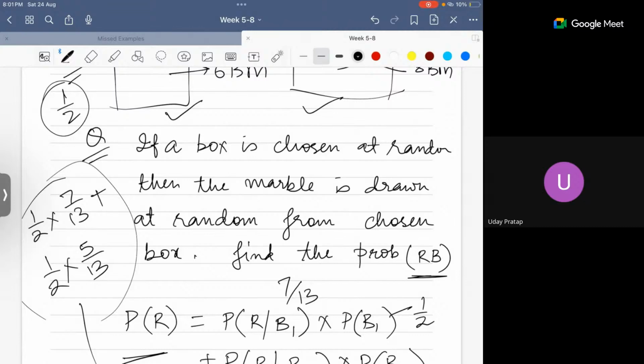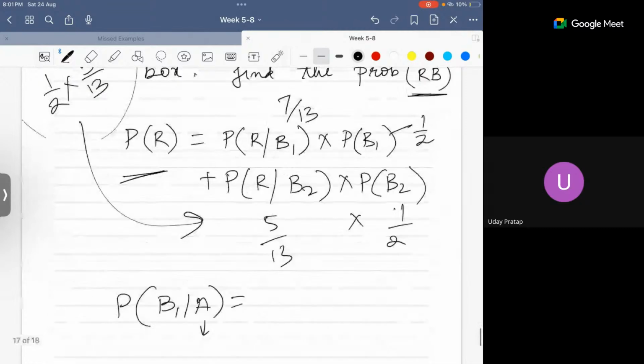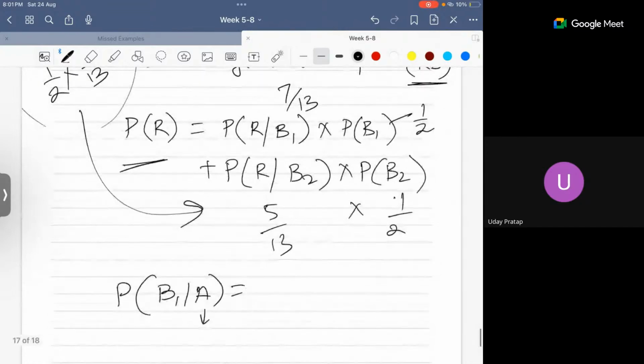Is this clear? The question is clear or not? Yes, sir. How will you solve that? Just use the Bayes theorem, right? Bayes theorem. Correct. So for this Bayes theorem, what is the law of total probability?